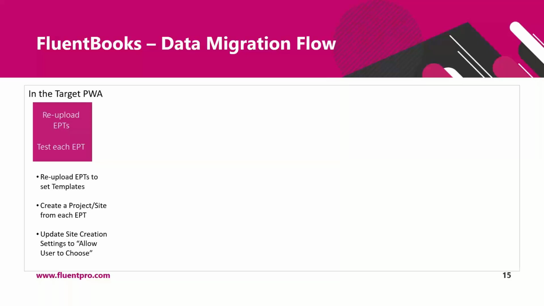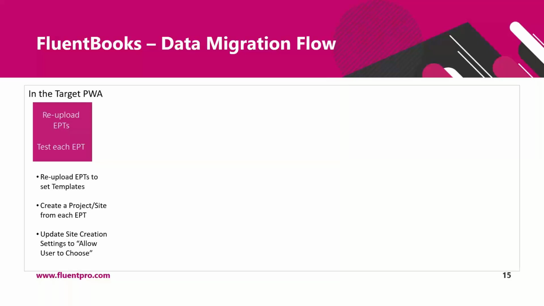Once this testing is done, for each EPT, the site creation setting should be set to allow user to choose for correct projects and project sites upload. So the site should not be automatically created during project's upload. During project's upload, each project will be published. So if you set the site creation setting to create a site during next publish, a blank site will be created, and this is not the outcome that you want.